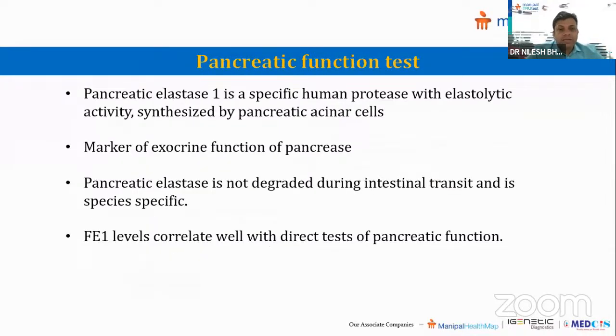So fecal elastase, or pancreatic elastase 1, is one of the indirect tests of pancreatic exocrine function. But why only fecal elastase, not other tests?